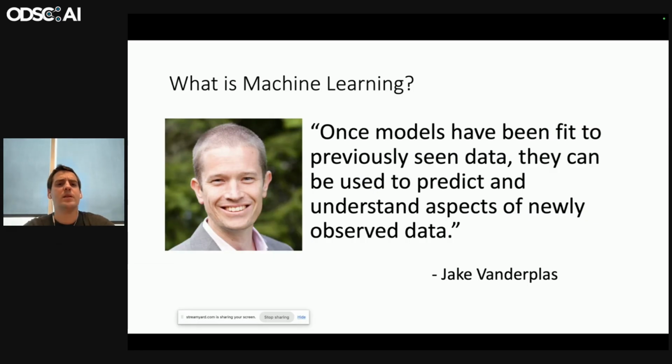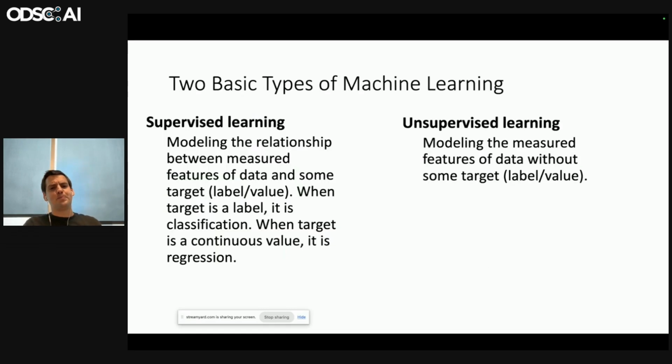The goal of machine learning, of course, is not just about having models that do well at predicting from previously seen data, as we'll see today. It's about seeing if they can be used to predict and understand aspects of newly observed data. This is why we're going to talk about the train test split and cross-validation. So we don't just have models that memorize the training data, but also do well on data they haven't seen before. That's a really, really important thing we'll talk about today.